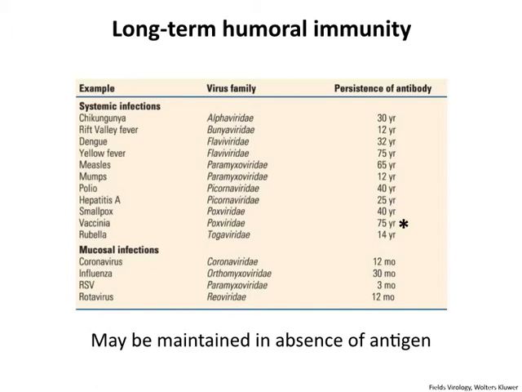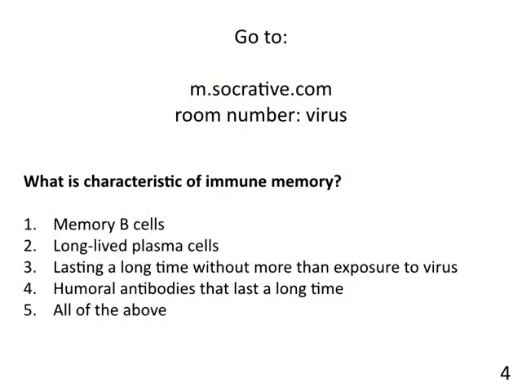So mucosal antibodies are very short-lived, and this is why it's really hard to immunize against mucosal pathogens like influenza and rotaviruses and so forth. For reasons that are not quite clear, there's not a lot of long-term persistent antigen, probably because there are no long-term memory cells. We think there are no plasma cells beneath the mucosa to produce these antibodies for years.